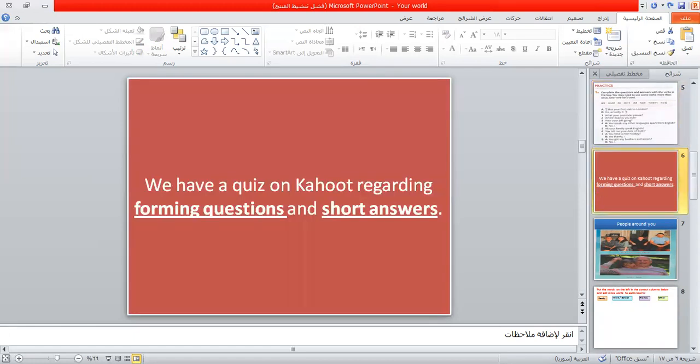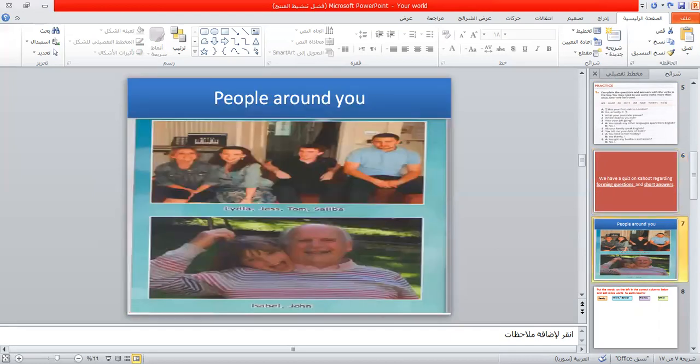Then we will move to a quiz on Kahoot, regarding forming questions and short answers, the grammar we have in our lesson. It is an amazing website to do some quizzes on. So we will do a quiz on it to see if students have got the grammar we tackled in our lesson earlier. Then we will move to something different.